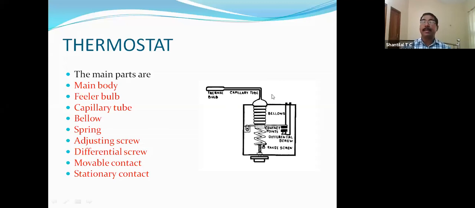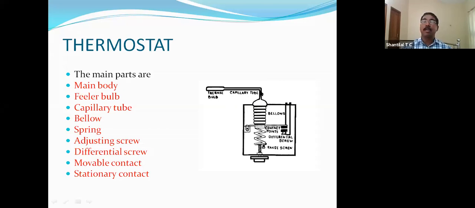And this power element has a volatile substance. Volatile substance means the same refrigerant used in the system. Suppose our refrigerator refrigerant is R134A. If R134A is the refrigerant, here also the thermal bulb, capillary tube, and bellow have R134A refrigerant, that is known as volatile refrigerant.